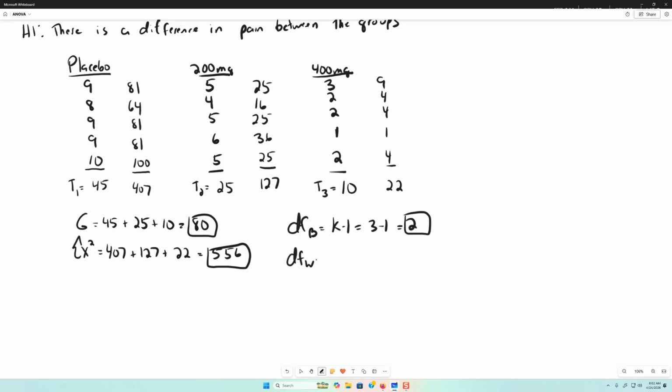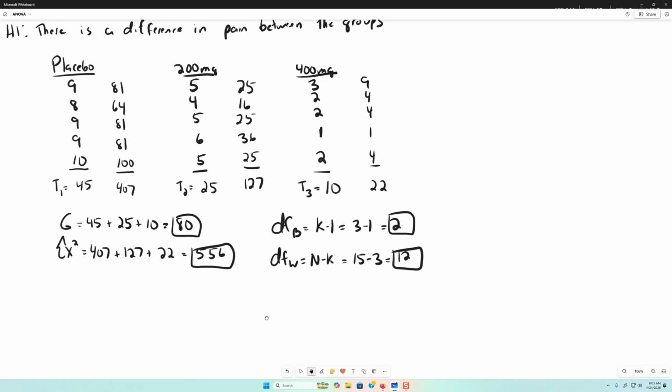Degrees of freedom within, we're going to need them later. N minus k. N is 15, the total sample size. 3 is the number of groups. So those are my degrees of freedom. Now I'm ready to start the problem. That's just setting up the problem. Now I'm ready to start it.